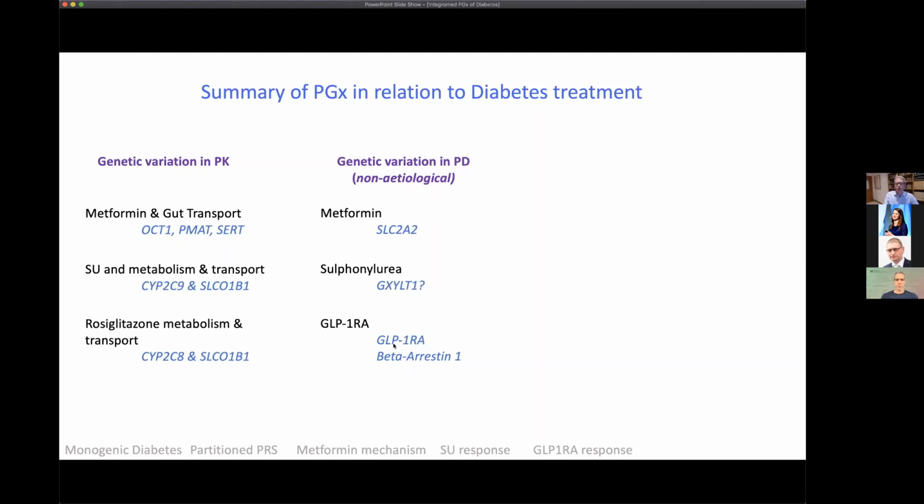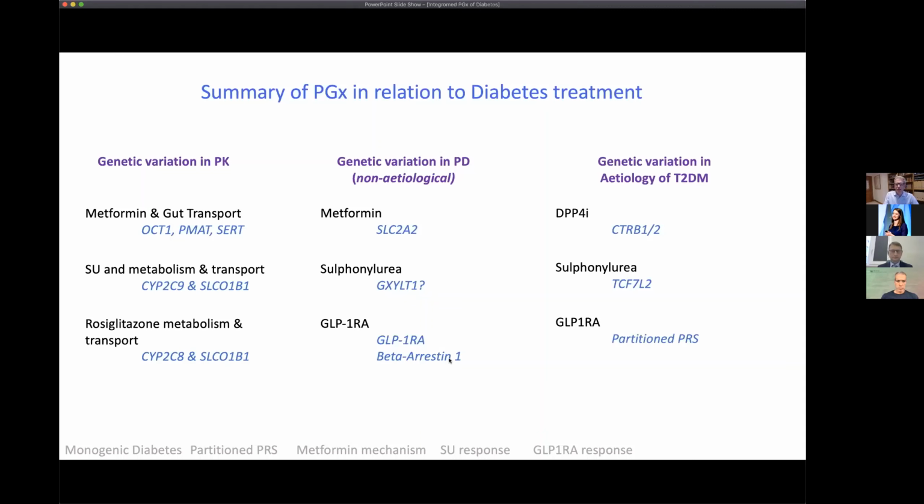And the GLP-1 receptor agonist response is altered by variants in the GLP-1 receptor and beta-arrestin 1. And that etiology does matter, and we have diabetes risk variants that are associated with response to drugs. The classic would be TCF7L2, altering sulfonylurea response, and the partitioned polygenic risk scores that I've shown you, altering response to GLP-1 receptor agonists.